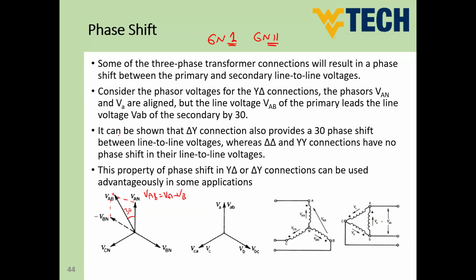Also, it can be shown that delta Y connection also provides a 30 degree phase shift between line-to-line voltages, whereas delta-delta and Y-Y connections have no phase shift in their line-to-line voltages. So again, guys, if you have different connections in primary and secondary, this would lead to a phase shift between primary and secondary.